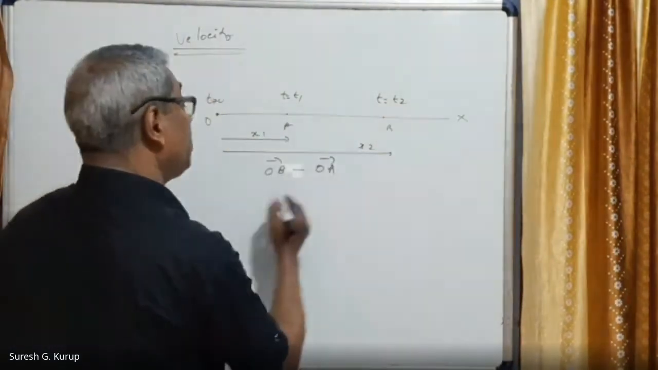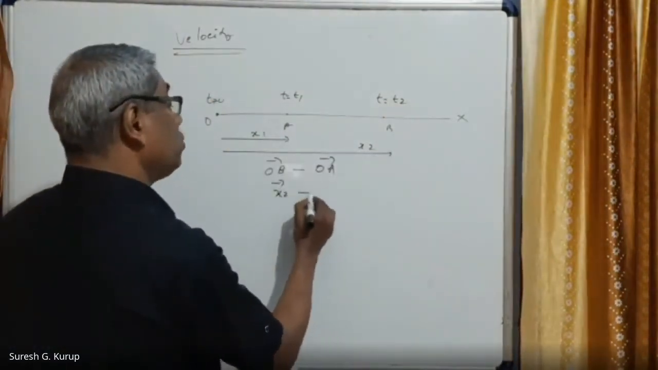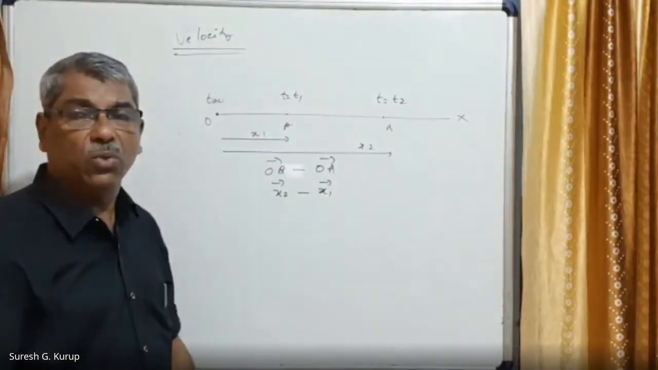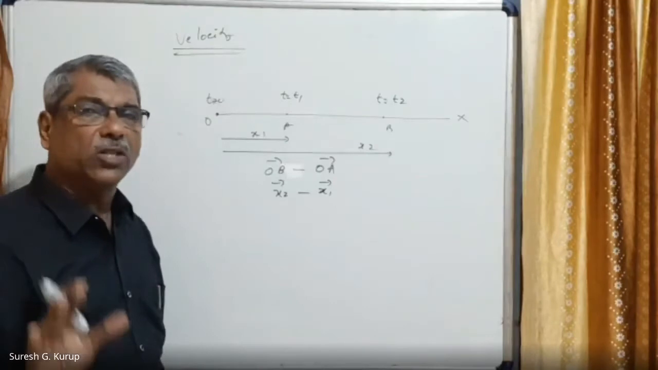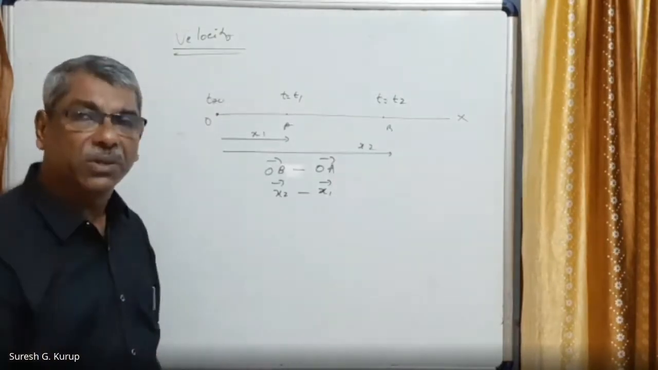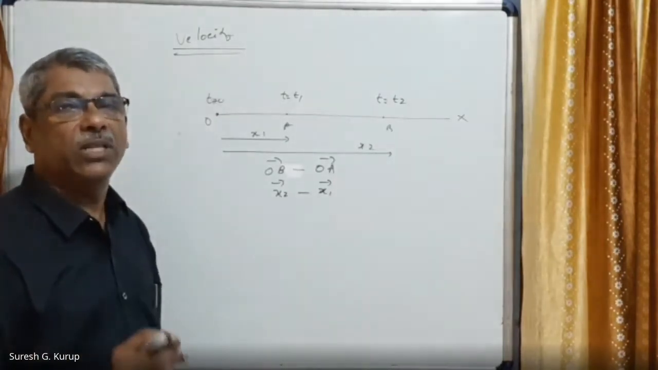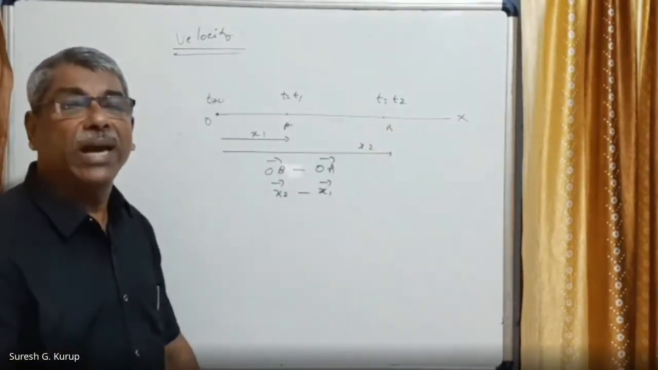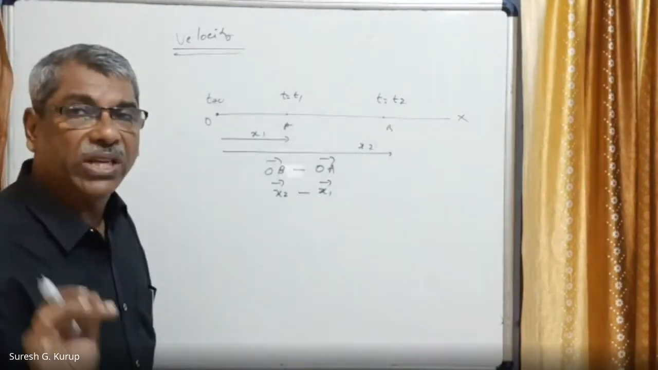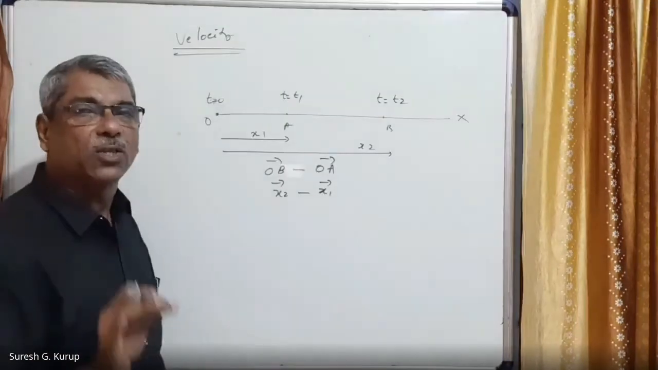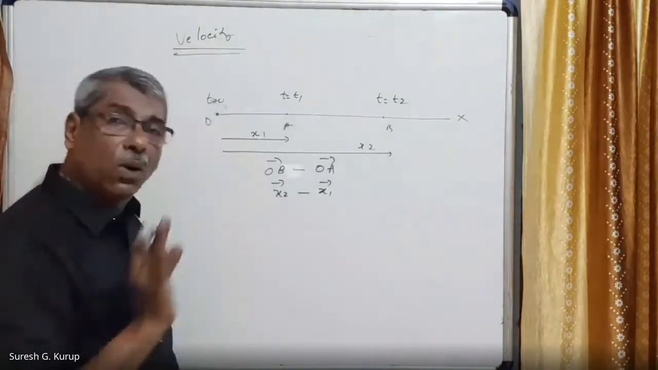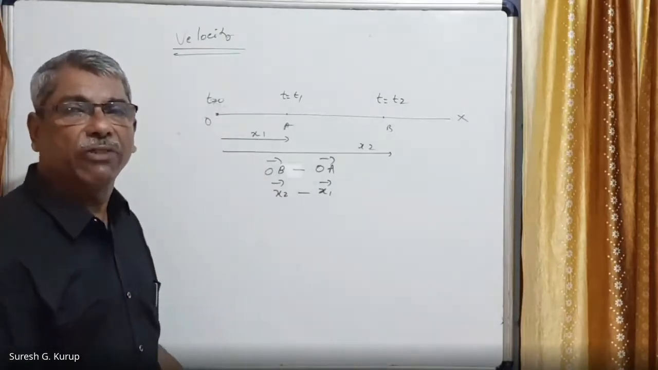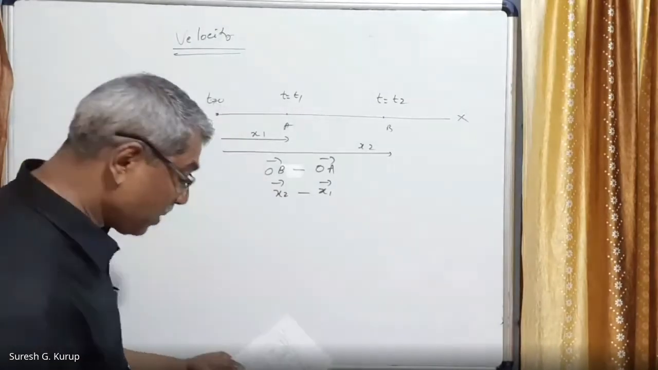Vector OB is equal to what? That is vector x2, and OA is x1. So the displacement is x2 minus x1. Displacement is always measured from the origin. What is x2? x2 is the displacement of the body from the origin to the position when time t is equal to t2. What is x1? x1 is the displacement of the body from the origin, always origin. Displacement must be measured strictly from the origin only, right?